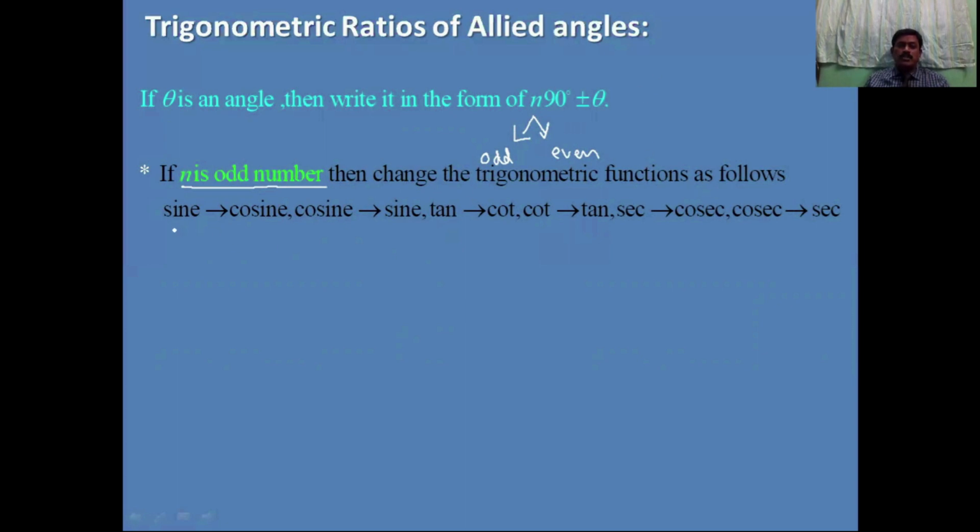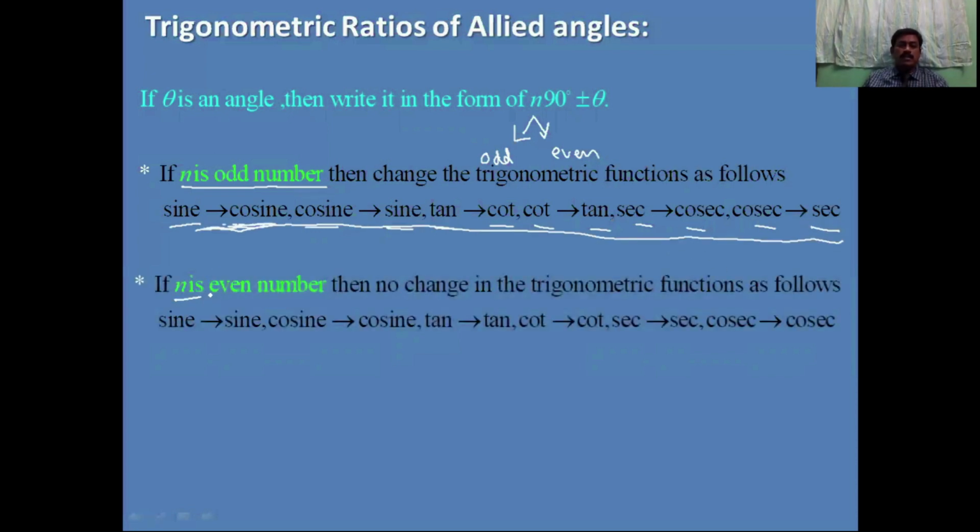We change sine to cosine, cosine to sine, tan to cot, cot to tan, secant to cosecant, cosecant to secant, we have to replace. Suppose if the n is even, then you should not change the trigonometric functions. Therefore, the trigonometric functions are as they are.